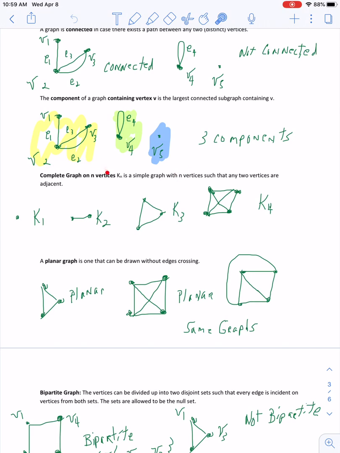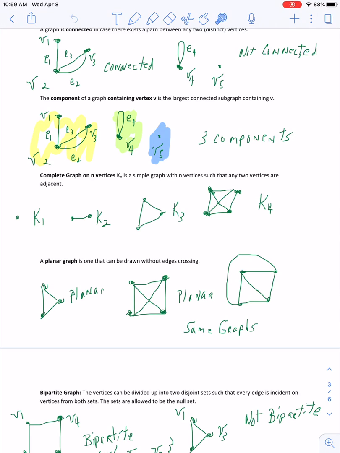What does it mean to be a complete graph on n vertices? The answer is it has to be a simple graph first. That means there are no loops or parallel edges. And then secondly, any two vertices have to be adjacent. Recall, two vertices are adjacent if there's an edge between them. All right, so Kn is a simple graph on n vertices such that any two vertices are adjacent. Now that turns out to be enough information to tell me exactly what the graph looks like.